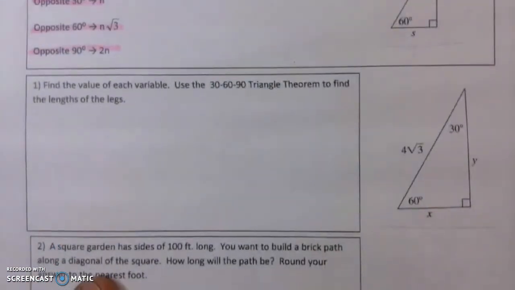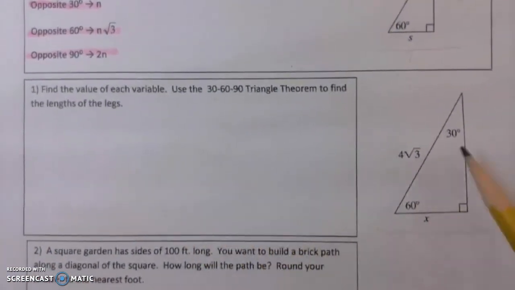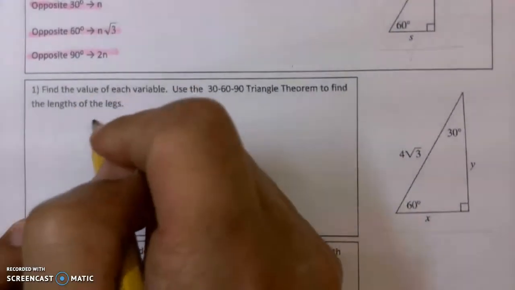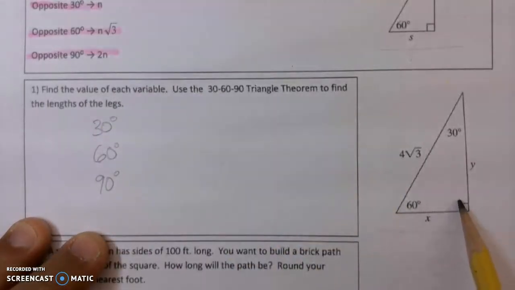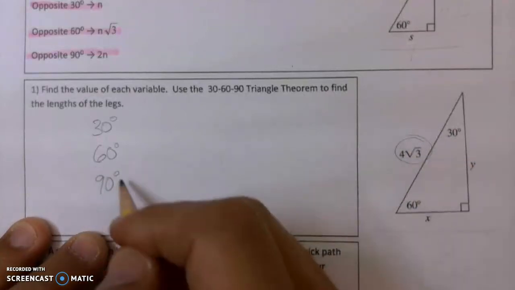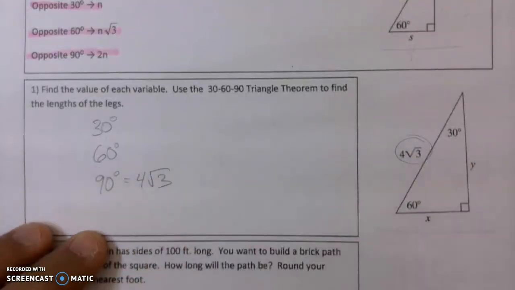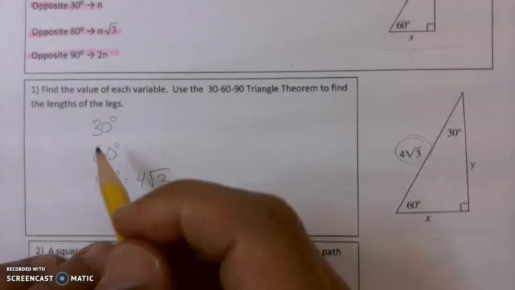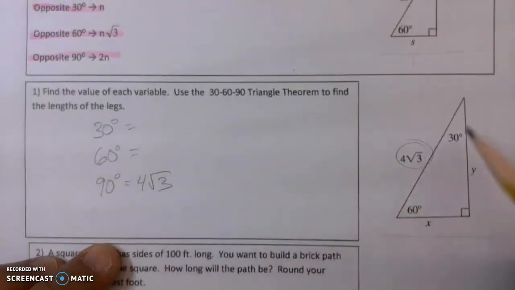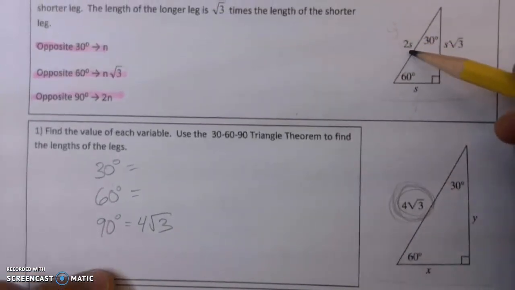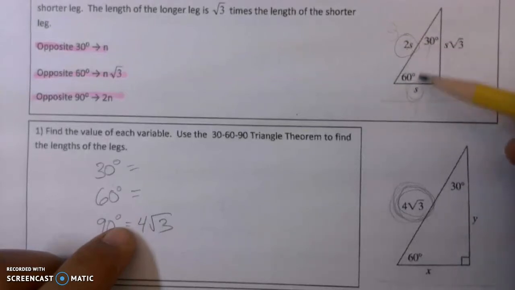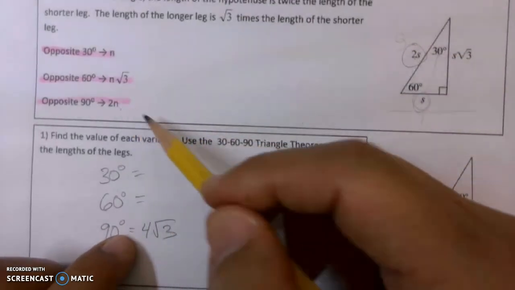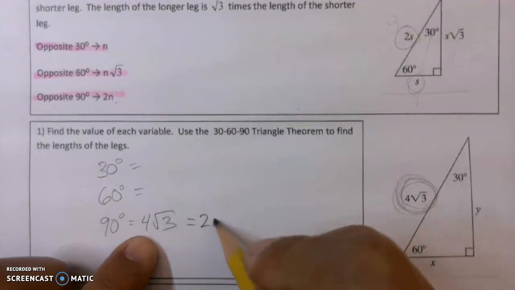Let's try one of these problems here. Number 1, this is a 30-60-90. There's the 30-degree angle, there's the 60-degree angle, and then there's the 90-degree angle. We are given opposite the 90. That's our starting point right here, 4 radical 3. What you want to do first is always try to get the number that is opposite the 30. But they give us the side that's opposite the 90 to start with. So to get from here to here, this is 2 times bigger than whatever opposite the 30 is. It is 2n.